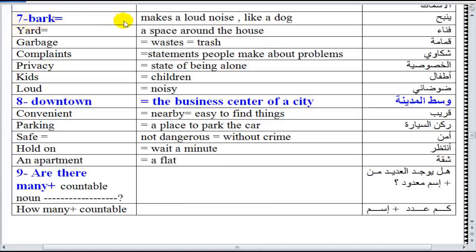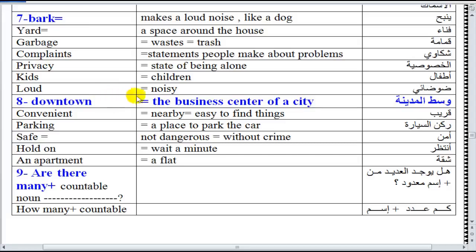Seven. Bark, makes a loud noise like a dog. Yard, a space around the house. Garbage, waste, trash. Complaints, statements people make about problems. Privacy, a state of being alone. Kids, children, loud, noisy.